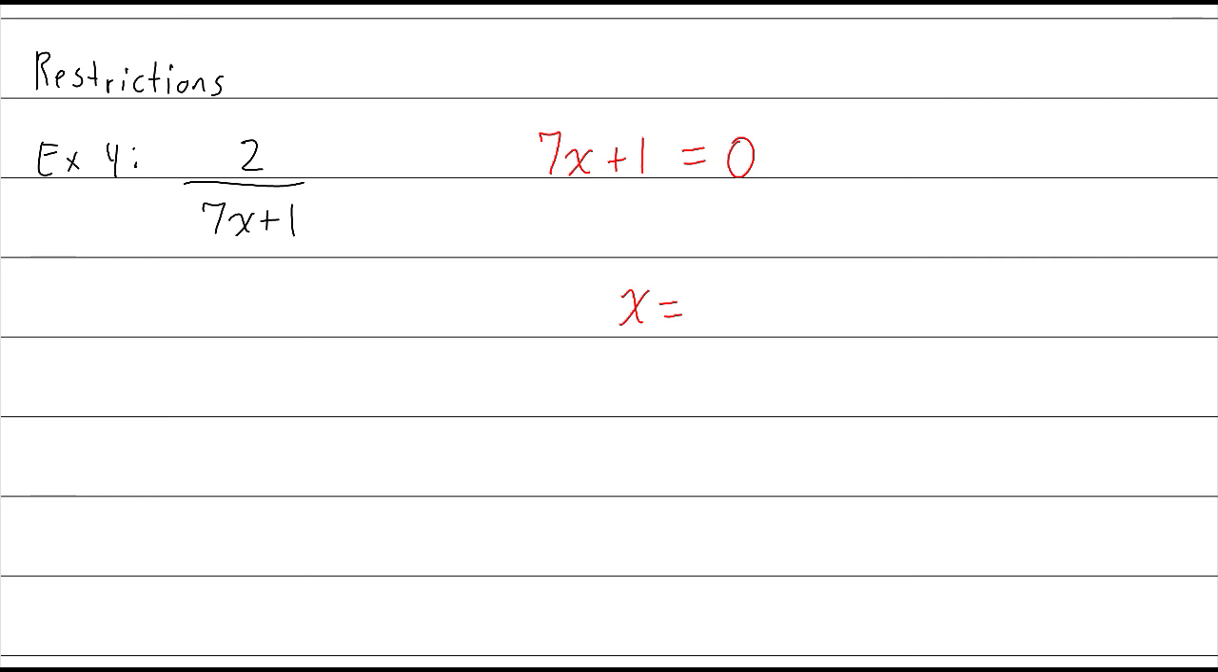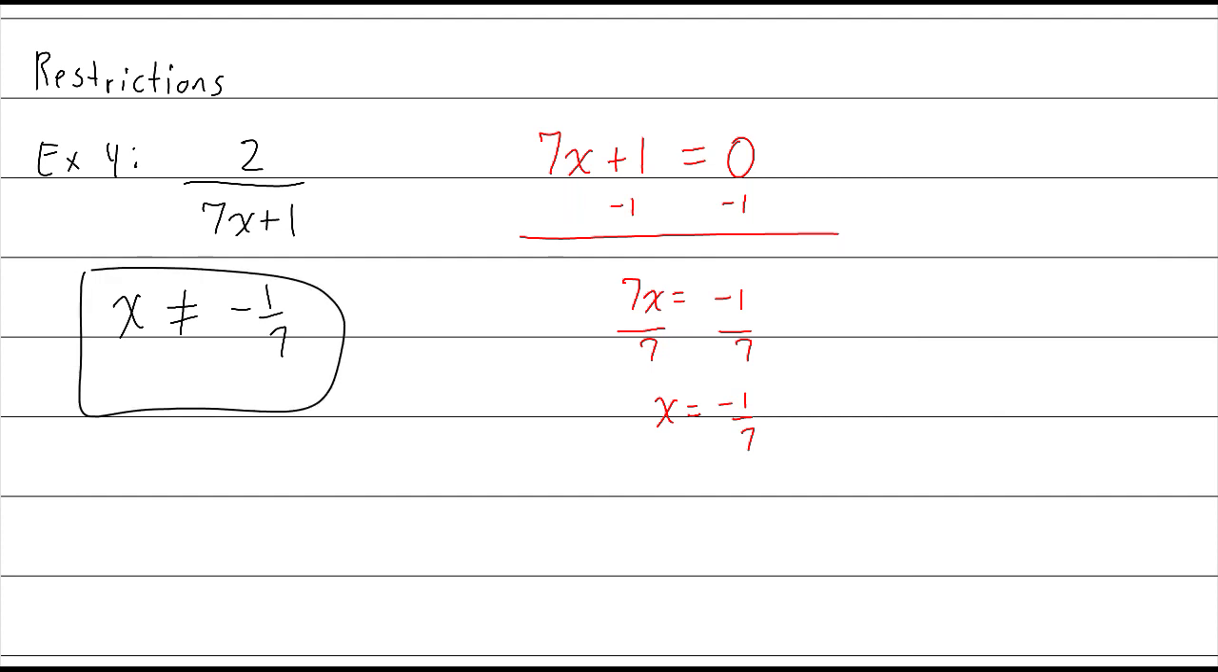Okay, well, let's solve it. So subtract 1 from both sides. So we have 7x equals 0 minus 1, which is negative 1. Divide both sides by 7, and I get that x is equal to negative 1/7. Okay, well, x is not equal to negative 1/7. We know that x cannot equal negative 1/7. If that happens, then we break a rule, the rule of dividing by 0.